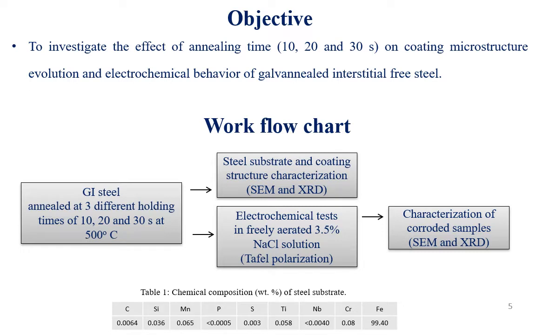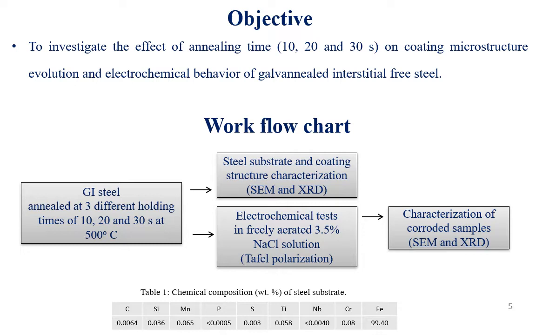This is the workflow chart for my present work. I have taken GI steel and analyzed three different holding times, 10, 20, and 30 seconds, at 500 degrees centigrade. I have done steel substrate characterization and coating characterization using XRD and SEM. At the same time, I have also done electrochemical tests in 3.5% sodium chloride solution, Tafel polarization, and characterization of the corrosion products after the corrosion using SEM and XRD.